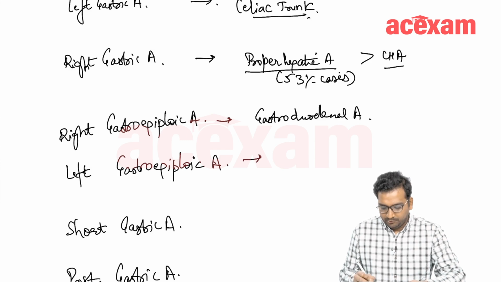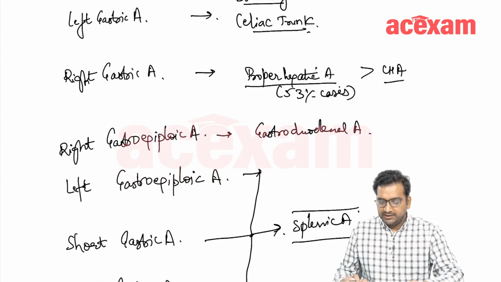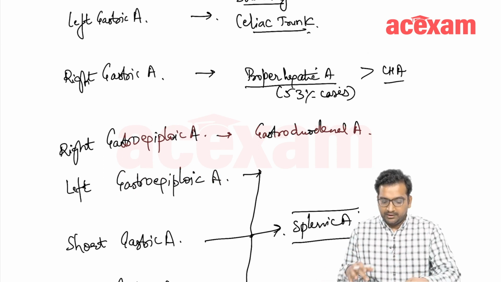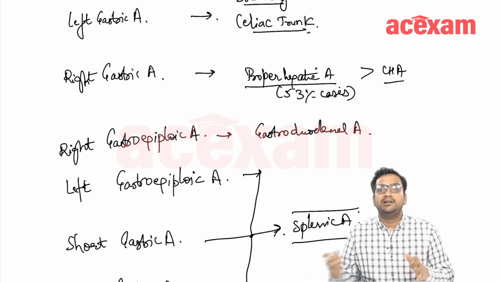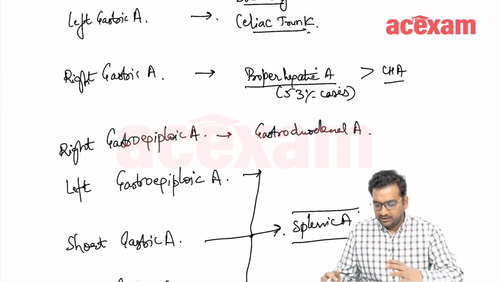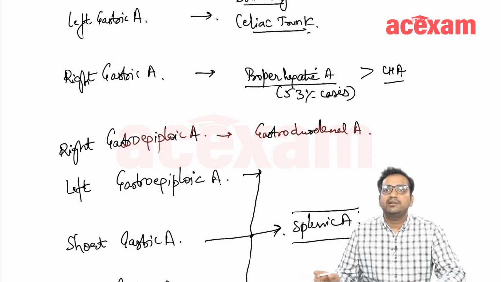Then the left gastroepiploic, short gastric and posterior gastric arteries, these are all branches of the splenic artery. You can see here the stomach is actually supplied from the branches of the celiac trunk: the hepatic artery, then the gastroduodenal artery, and the splenic artery. So there is not a single gastric artery; it is supplied by multiple branches originating from different arteries. That is the biggest reason we can divide one artery and still the stomach will be viable.